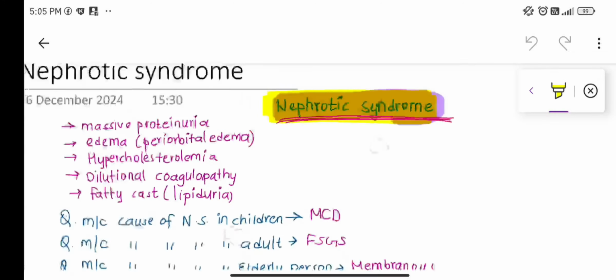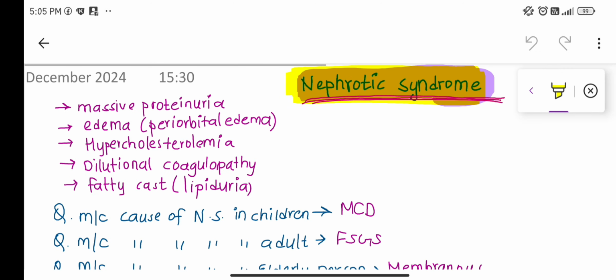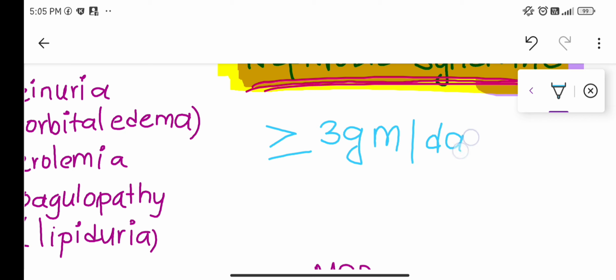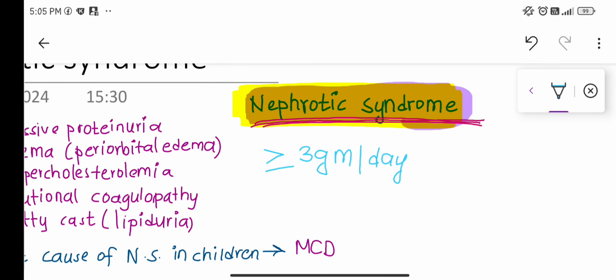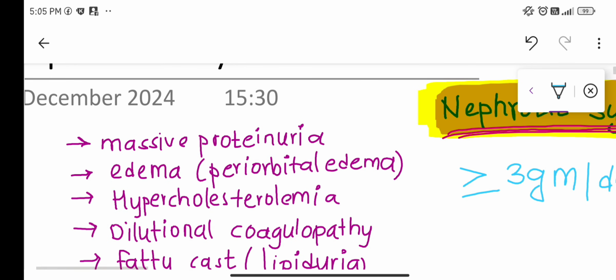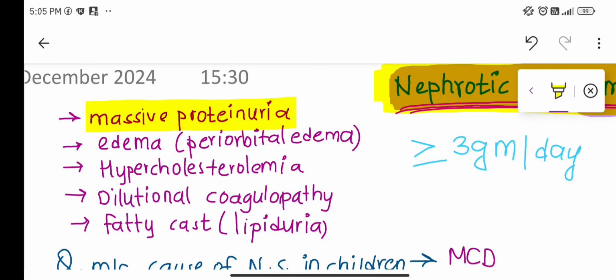So nephrotic syndrome is a group of signs as well as symptoms. Nephrotic syndrome means there is excessive loss of protein, around greater than or equal to 3 gram per day. So 3 gram of protein is lost every day. Since there is loss of protein, what will happen? Massive proteinuria. There will be excessive protein loss in the urine.